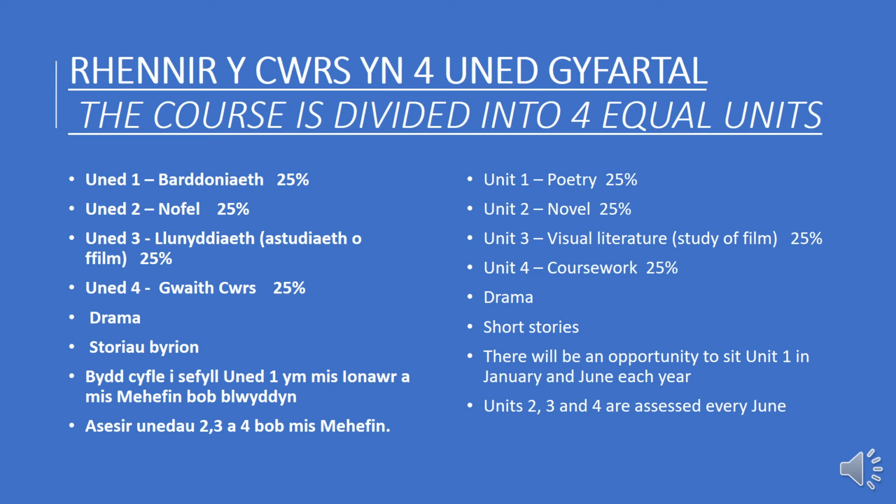The literature course is divided into 4 equal units. Unit 1, poetry. Unit 2, novel. Unit 3, which is visual literature, study of film. And Unit 4, which is the coursework, which is further divided into a drama assignment and the short story assignment. There'll be an opportunity to sit the Unit 1, which is the poetry, in January, and then in June every year, but all other 3 units are assessed every June.